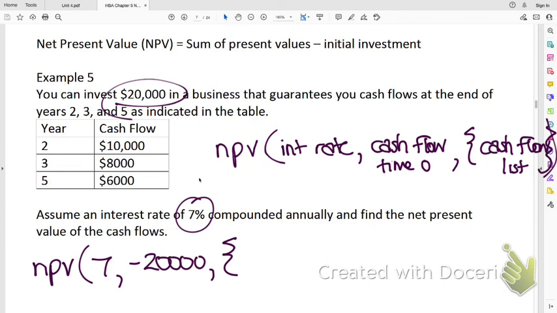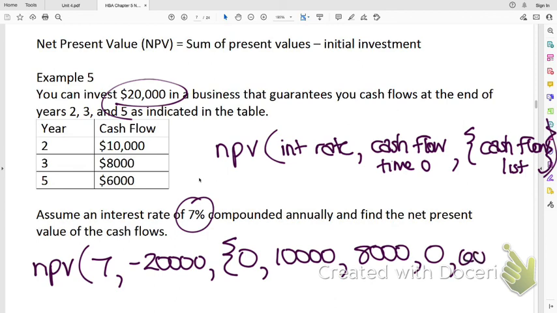So here's what mine's going to look like. You get out 0 in year 1. You get out 10,000 in year 2. You get out 8,000 in year 3. I get out 0 in year 4. And I get out 6,000 in year 5. I close my squiggly brackets and I close my parentheses. So I had to fill in the zeros for year 1 and year 4 because there was nothing that came out then.